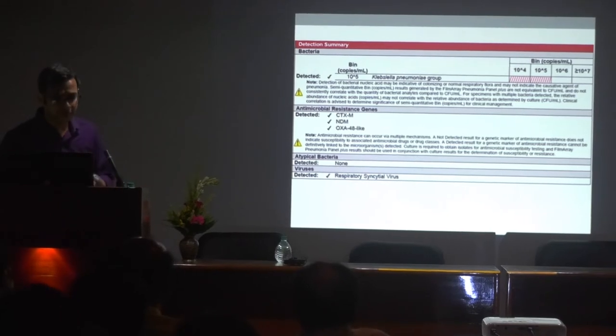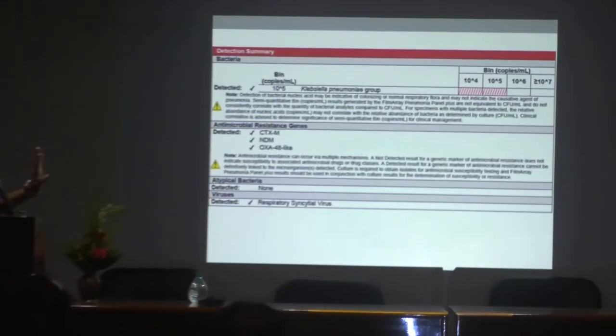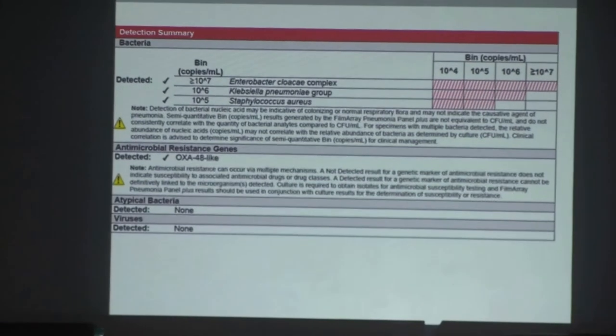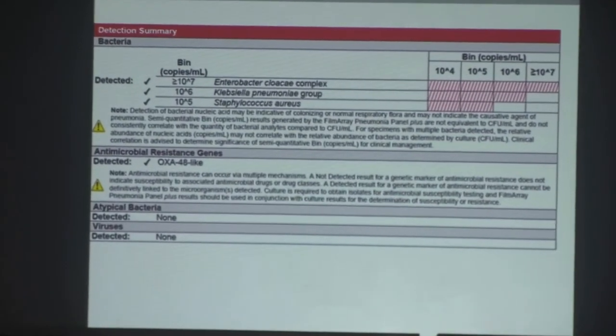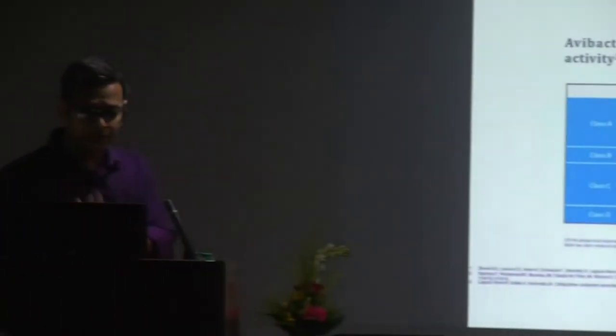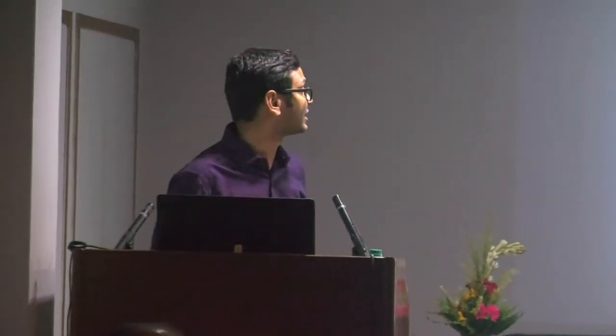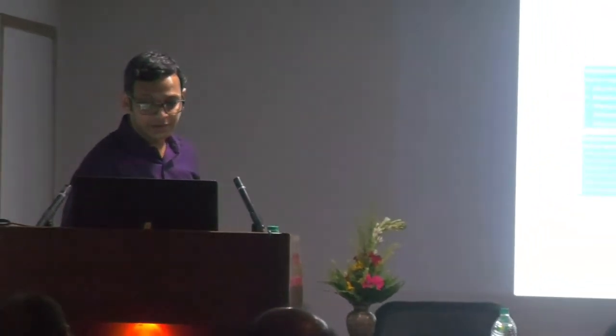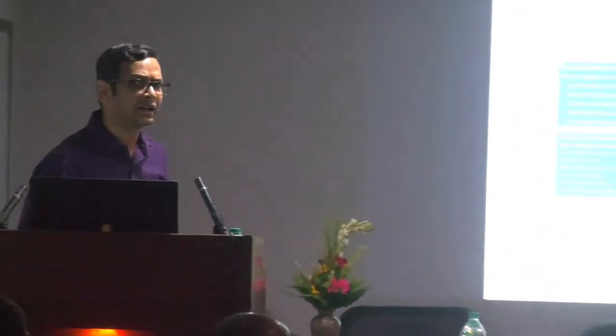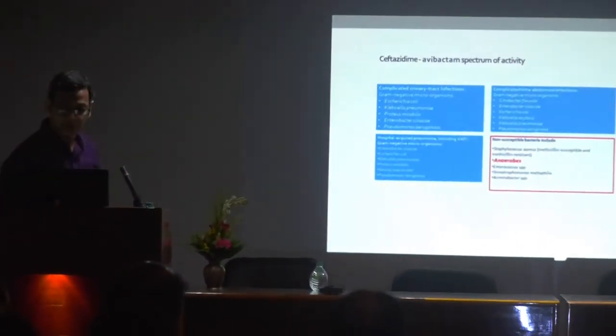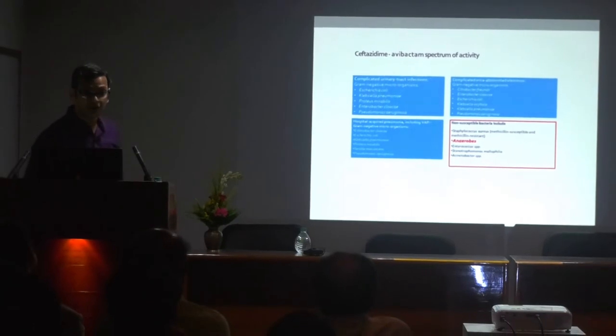Now if you have an NDM with it, we cannot use cefepime-zidebactam. If you have a Staph aureus in it, you cannot have cefepime-zidebactam. If you see the activity of zidebactam, there is class B, the metallo-beta-lactamase, which cannot be inhibited by zidebactam. This is the cefepime-zidebactam sensitivity, and we have been using it for longer than 3 or 4 months and are getting very good results if the bug is not harboring an NDM.